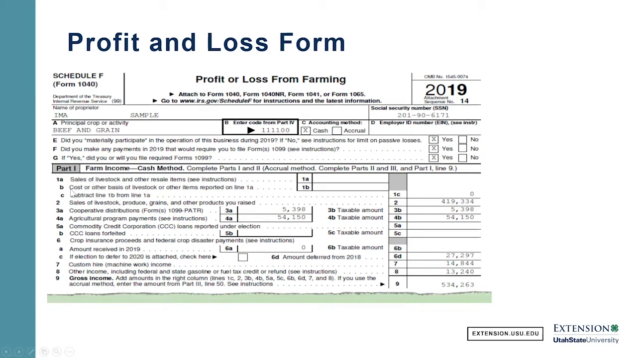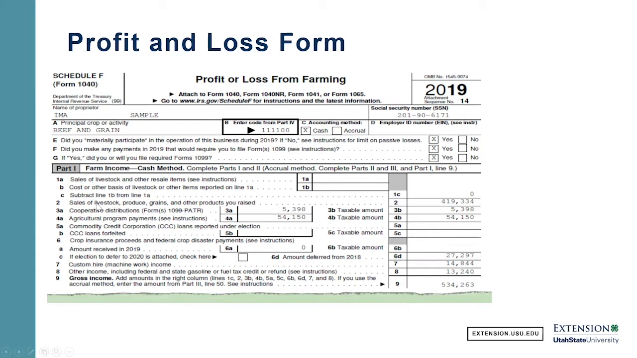And then we have this line 1B, that's the cost or other basis of livestock or items reported on line 1A. So this is where I said the only departure from that cash basis is right here, where we're going to take the value of selling calves that we bought to resell here, and then minus the cost of what it took to purchase them. And then only the difference goes over here as part of our income. So this is one place where we can't write those calves off when we buy them. We have to wait until we sell them, and then we match that up.